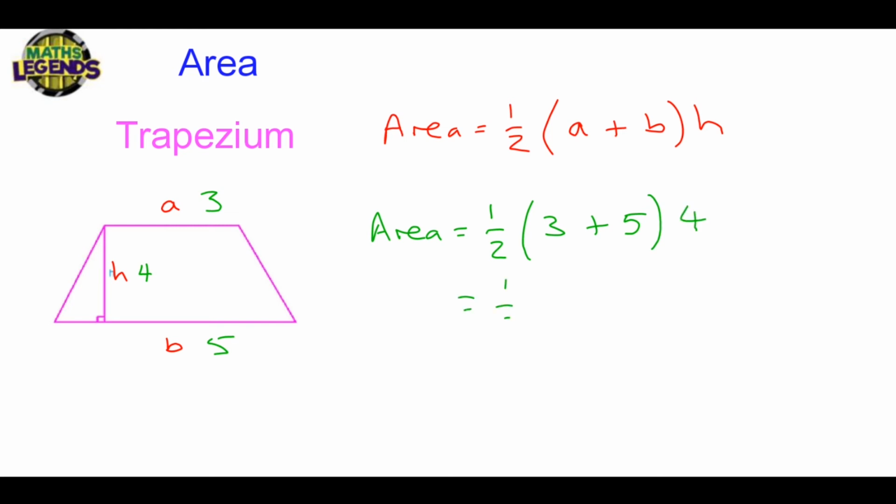So we have a half times 3 plus 5 is 8. So we do the brackets first. Times 4. A half times 8 is 4. So times 4. To clear this up, this 4 is coming from this part here, and this 4 is coming from the height. And 4 times 4 is 16. So the area here is 16. If this was in meters, it'll be meters squared. If it was centimeters, it'll be centimeters squared. Let's look at another example.